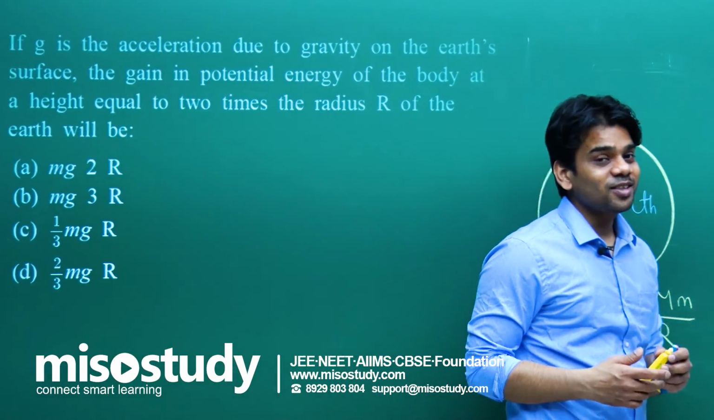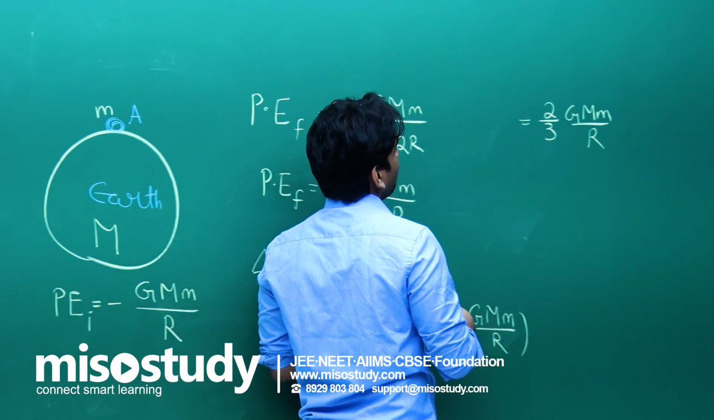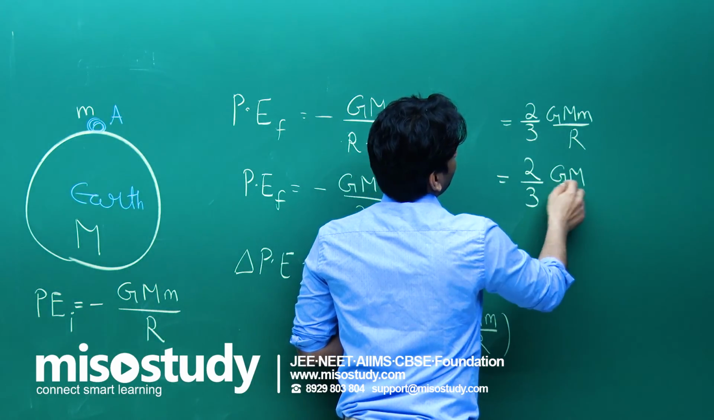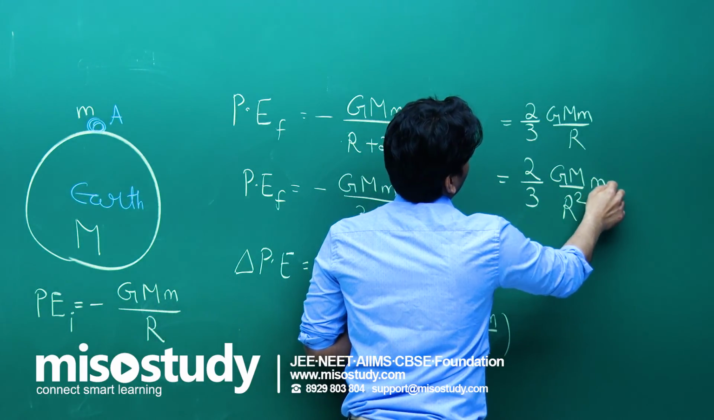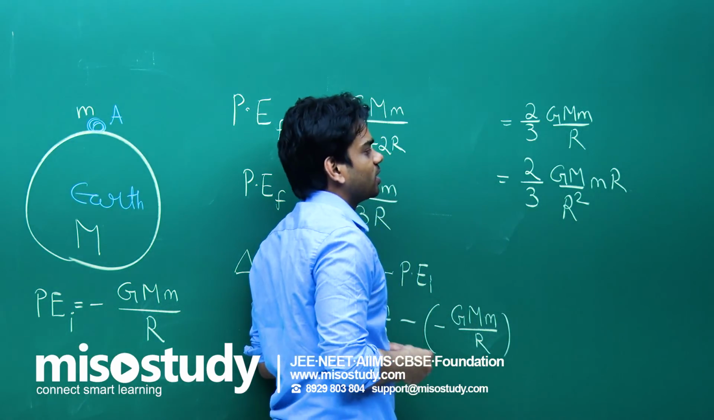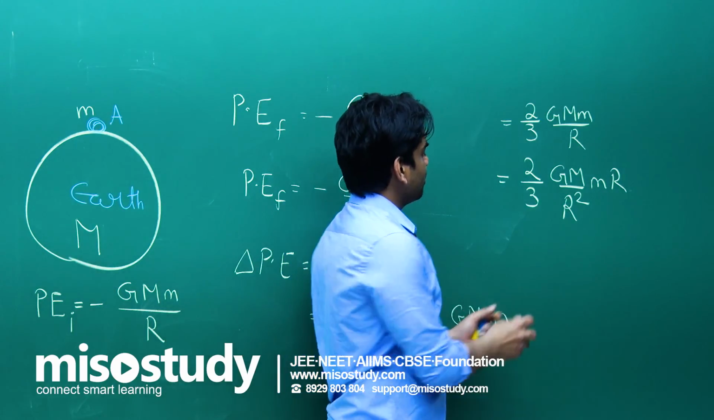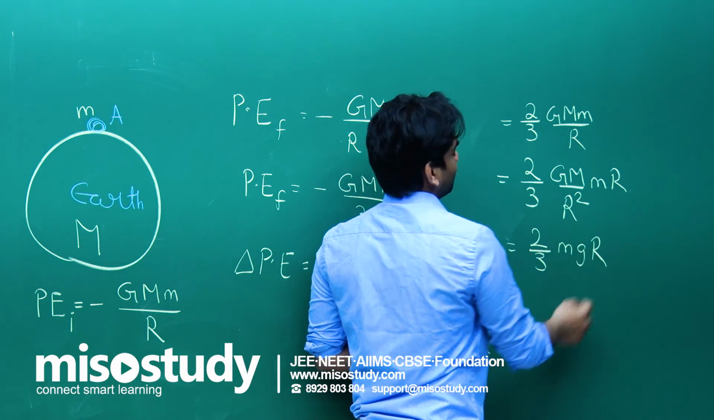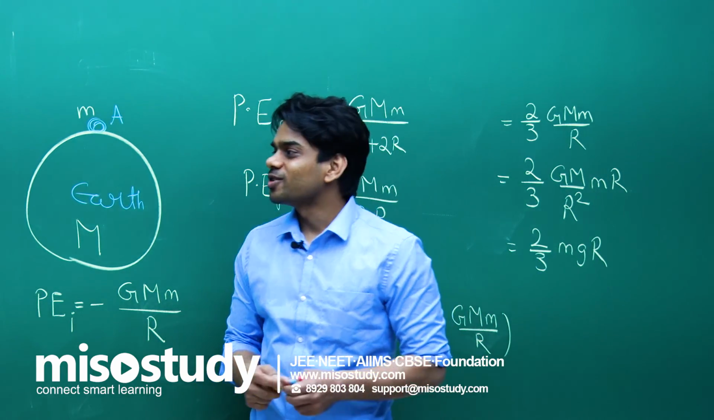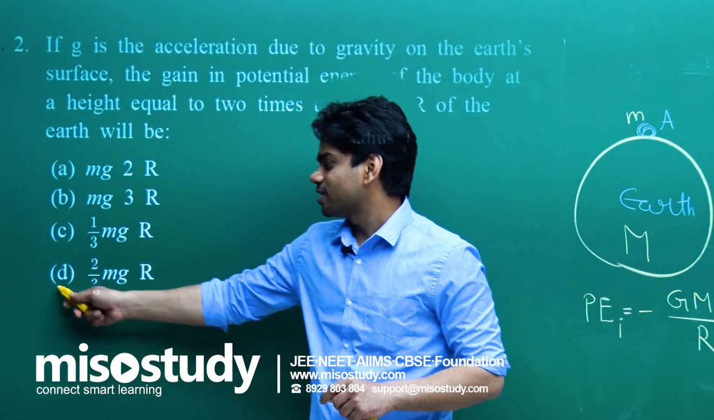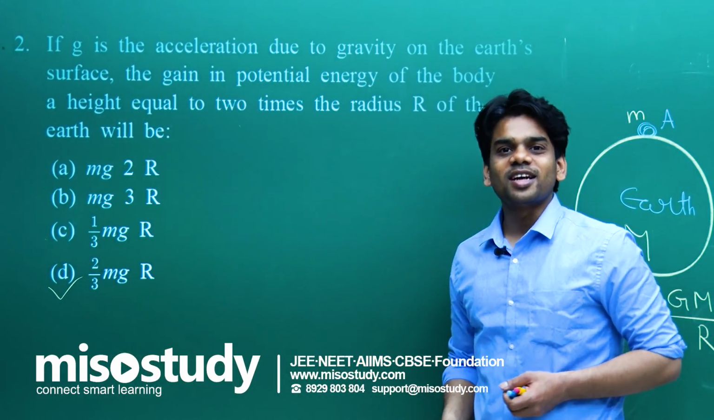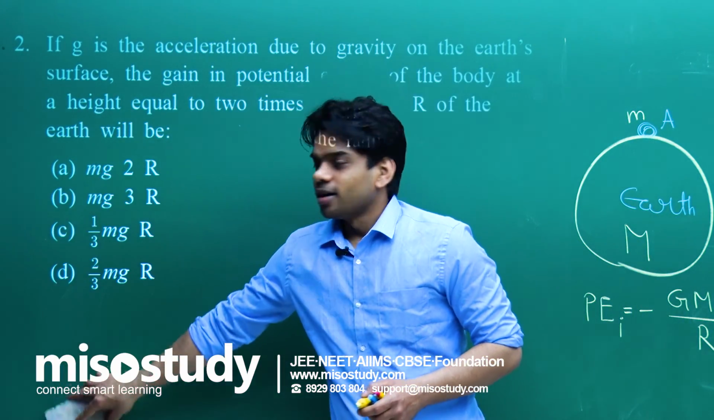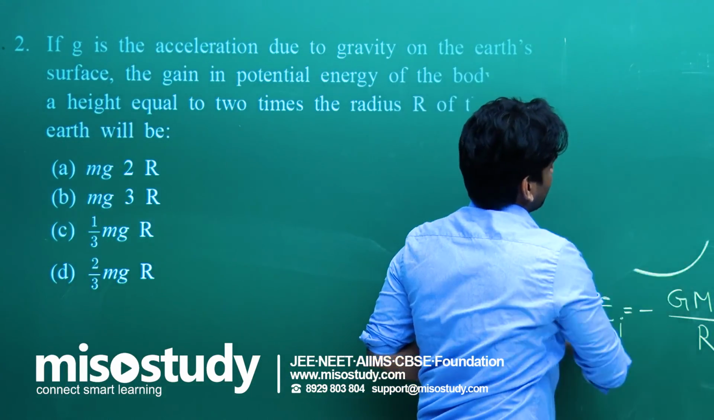Let us change the way the solution looks. Can we write GM by R squared multiplied by R? We divided and multiplied with capital R. This term is g, so it will turn out to be 2 by 3 mgR. So small m, small g, capital R. The right answer that matches is option D. You need to mark option D as the right answer. You will get full marks for this question. I believe that you have understood how to solve such kind of question.